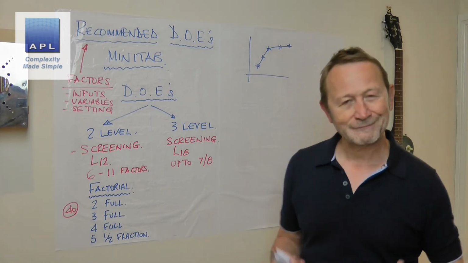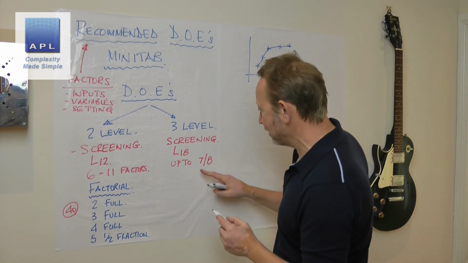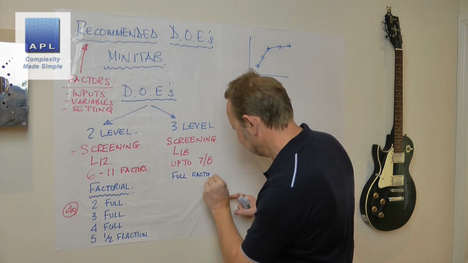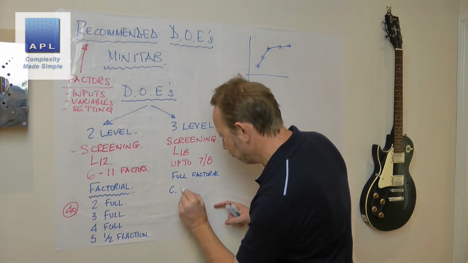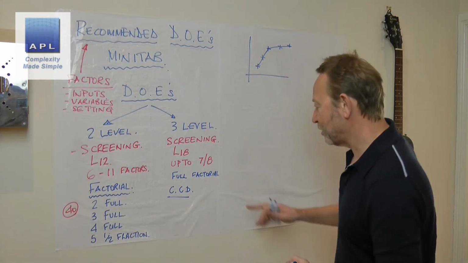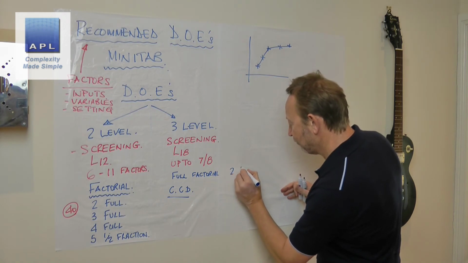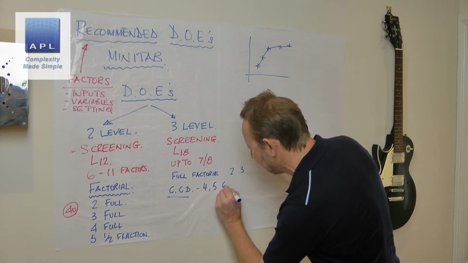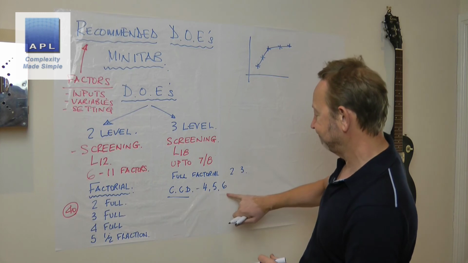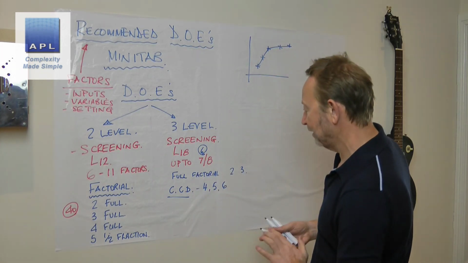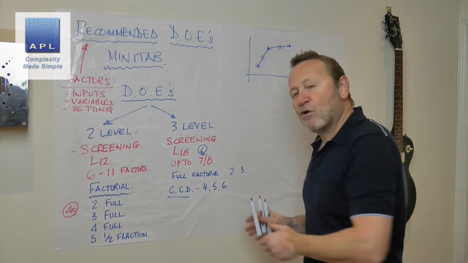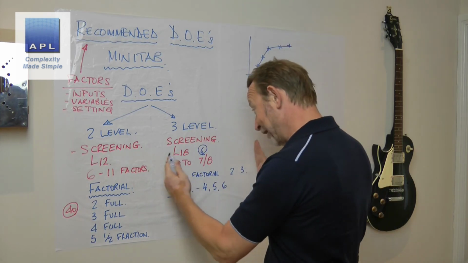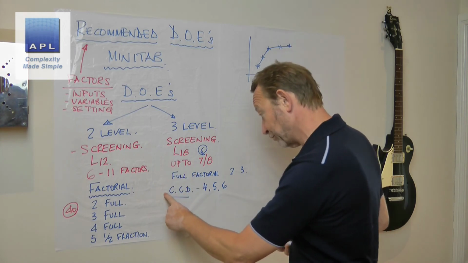Now over here is slightly more complicated, because for the modeling DOEs, I want you to choose either a full factorial or the central composite design. So the full factorial is for 2 variables and 3 variables. The central composite is for 4, 5 and 6, and of course screening. There might be 6 in the screening here as well. So this one gets a little bit more complicated. There are all sorts of reasons why you might choose the different DOEs on here, but this is the recommended menu: screening, full factorials and the central composite.